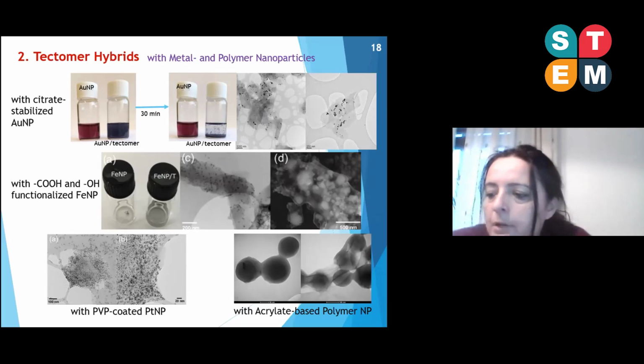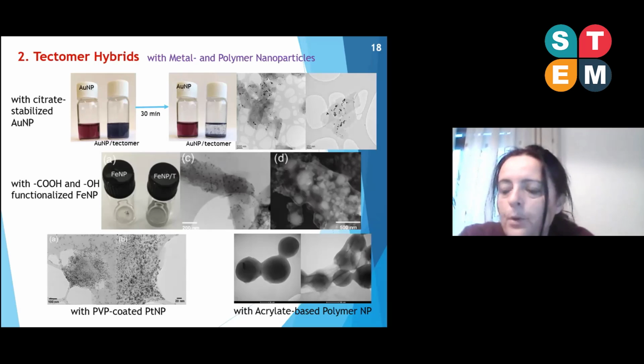Finally, acrylate-based polymer nanoparticles were also studied. They form uniform and spherical nanoparticles around 160 nanometers in diameter with a high concentration of carboxylic groups. Such nanoparticles have been used as nanocarriers for dental applications by complexing them with metal cations such as calcium. We confirmed by TEM that Tectomers wrap around these polymer nanoparticles.